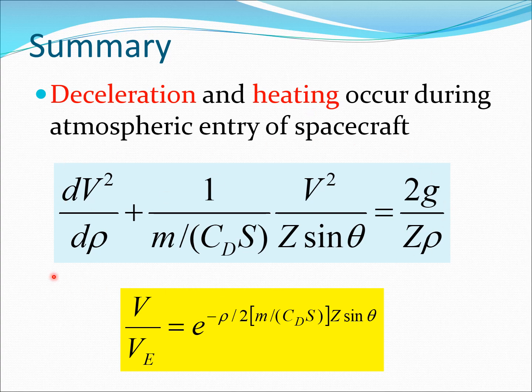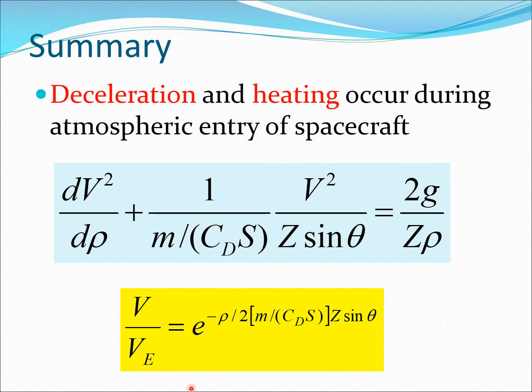The equation we derived today, this equation here, is the equation of motion of the spacecraft as it is coming back to Earth. And this equation is pretty universal. You can use it for different planetary systems also by adjusting the different parameters. Now, one key parameter here was m by CDS, which is the ballistic parameter, which will control the trajectory of its coming down on Earth.